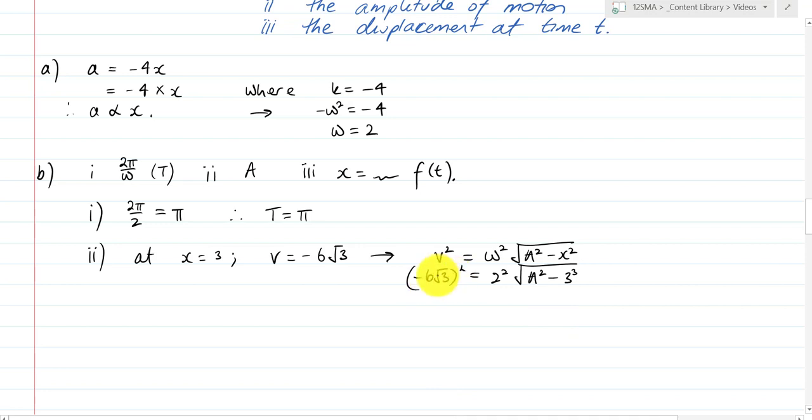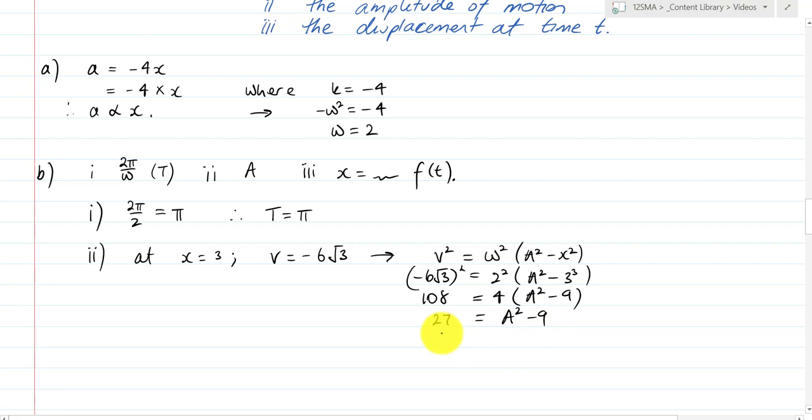So -6√3 squared becomes a positive. 6 squared is 36, √3 squared is 3, 36 times 3 is 108. 108 is equal to 4 times, oh, that shouldn't be the square root yet. I've got that formula wrong because it's squared. Be careful of that. That's just brackets. My apologies. Times (a squared minus 9). So 108 divided by 4 is 27, of course, is a squared minus 9.